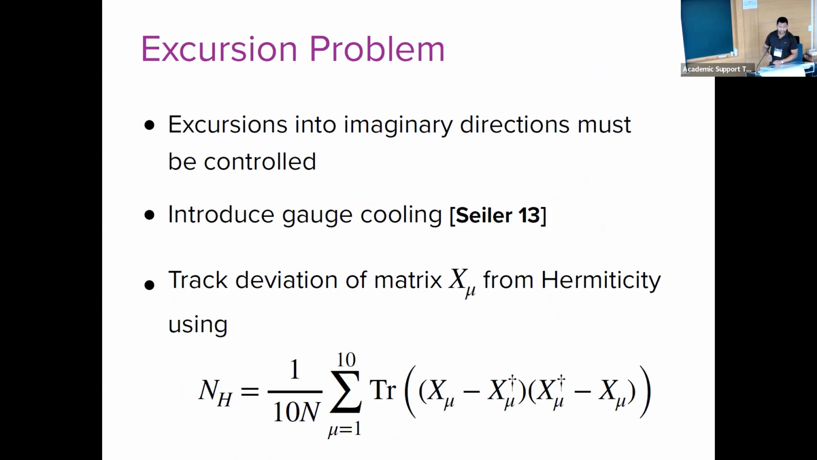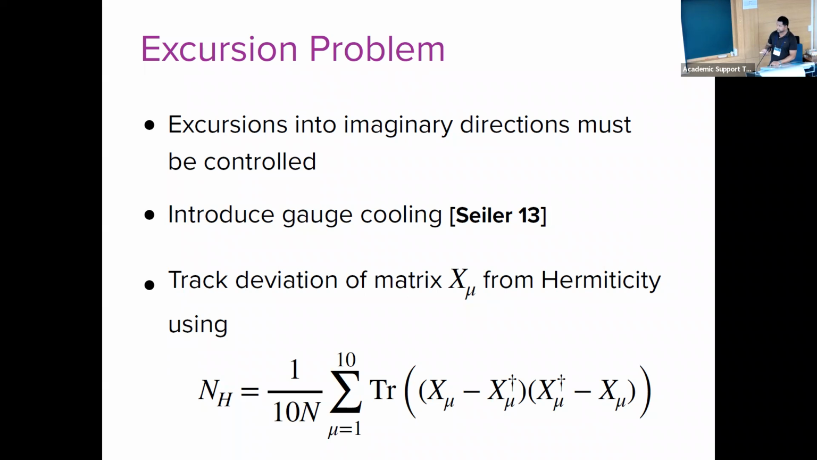Then there are certain problems when we put this on a computer and try to simulate. One is the excursion problem, which I already mentioned, that things can go off into imaginary directions. So it must be controlled. Now, how can we control this? It was introduced through gauge cooling. The process of gauge cooling was introduced here. Again, complex Langevin started taking off from, I think, 2007 onwards. There was an explosion of lots of papers. People were working on various aspects, how to control this, all those things. So gauge cooling was introduced in this work.